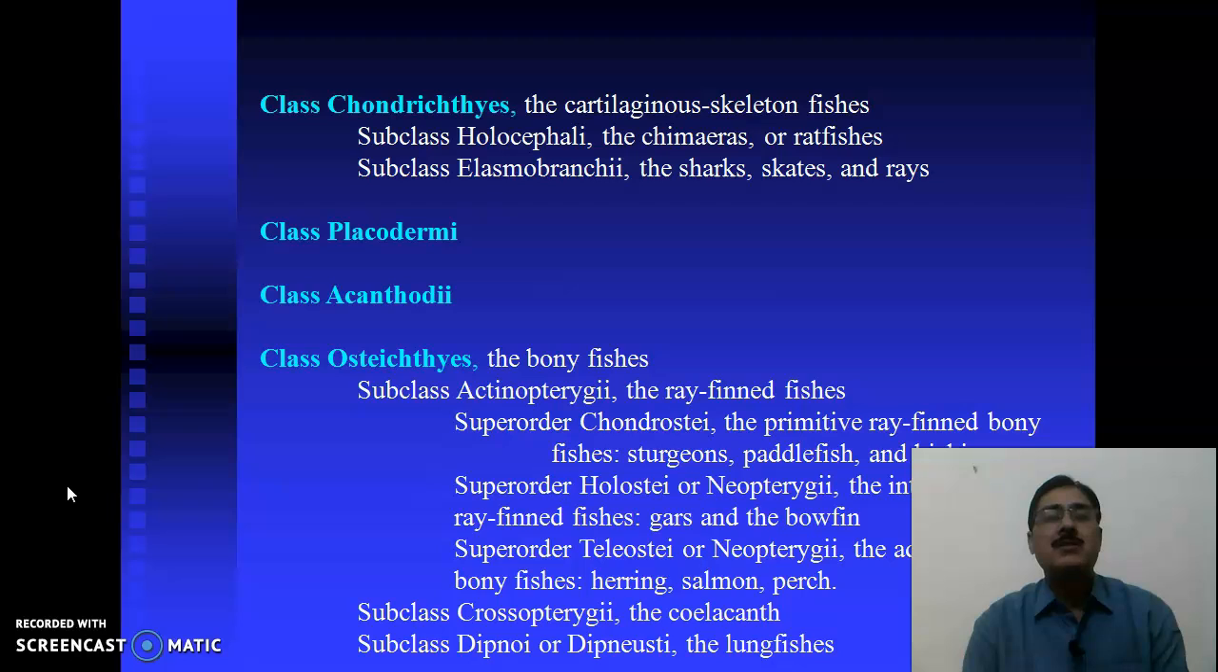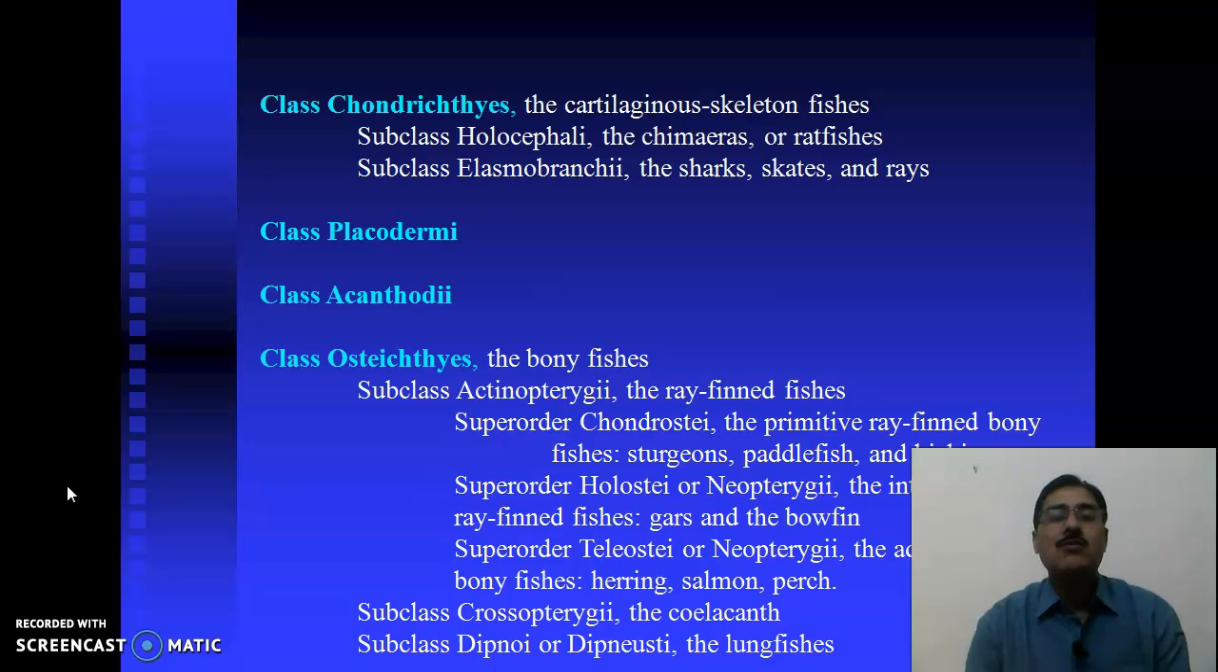Here we will discuss only the two important classes. The first is the class Chondrichthyes, the cartilaginous skeleton fishes, which have two subclasses: the Holocephali, which includes the rat fishes or chimeras, and the Elasmobranchii or the Selachii, which include sharks, skates, and rays. The two other classes, the Placodermi and Acanthodi, are extinct.